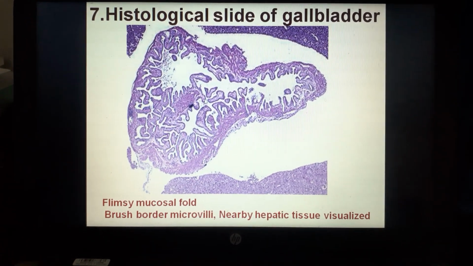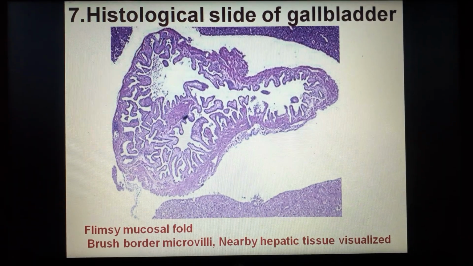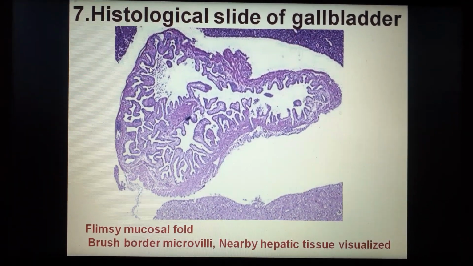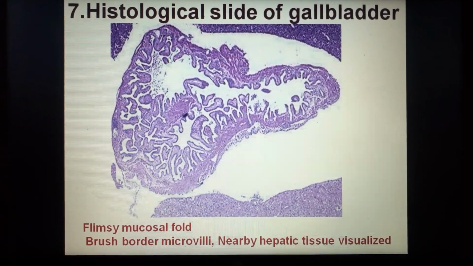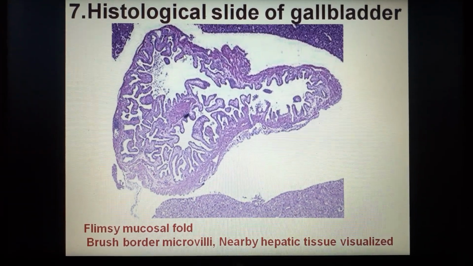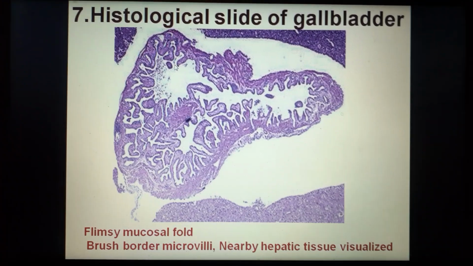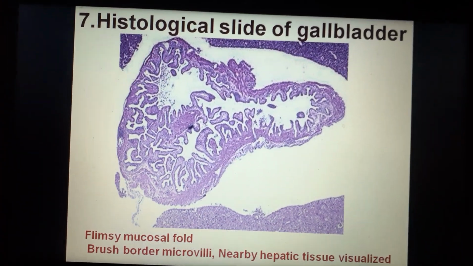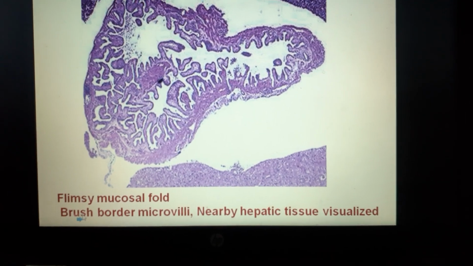In the gallbladder, there is flimsy mucosal fold. These are not villi, these are flimsy mucosal fold, and the brush border microvilli. Microvilli is the outpouching of epithelium only. Brush border, that's why here it looks thickened, and nearby, the most conclusive criterion is the nearby hepatic tissue.